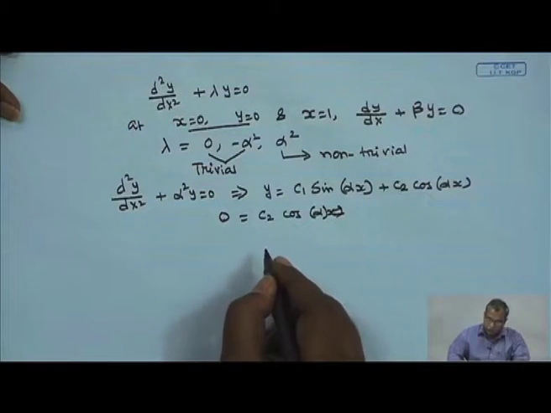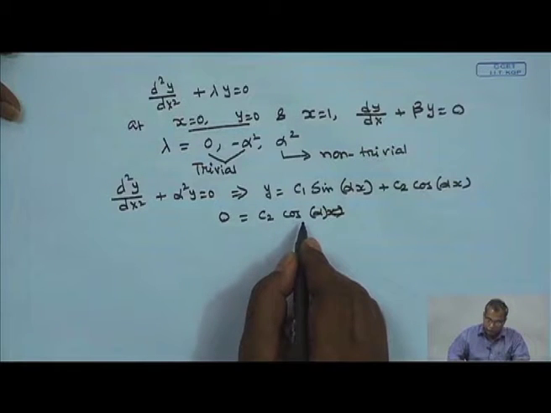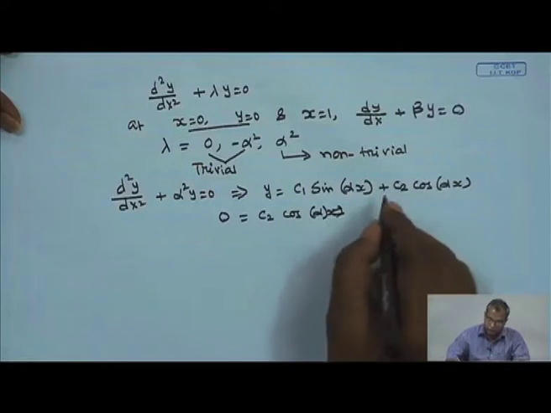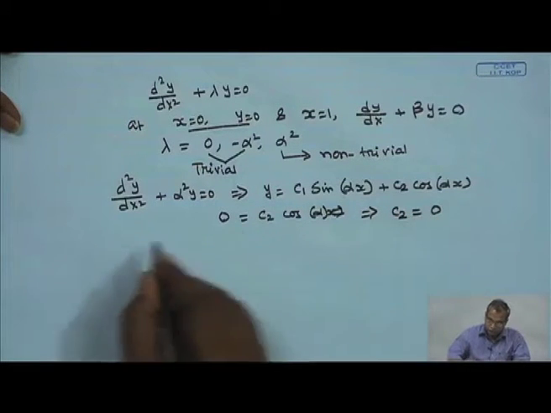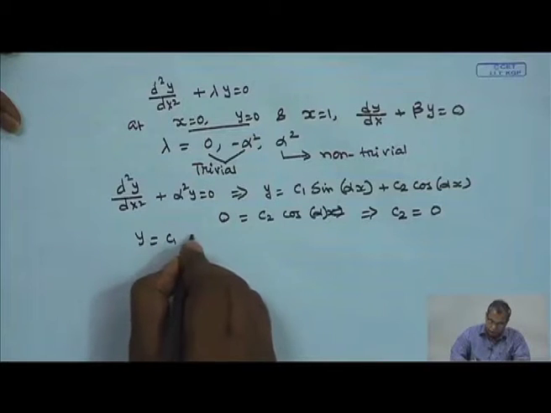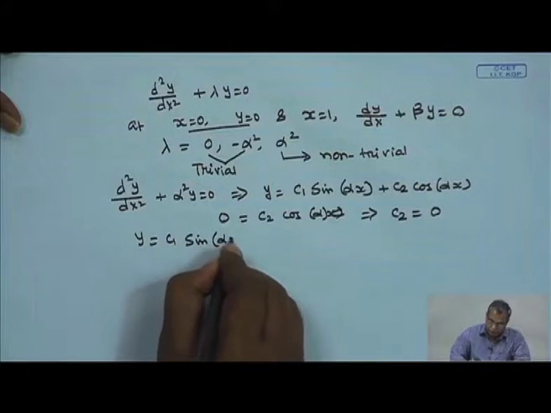Now cosine alpha will be not equal to 0. So therefore c2 will be equal to 0. So we have the solution as c1 sin alpha x.